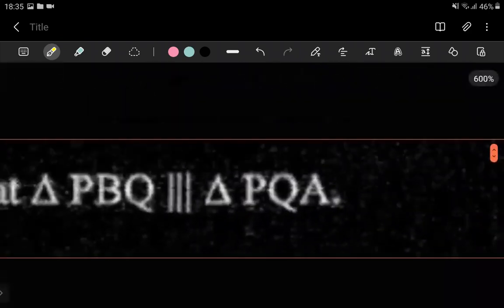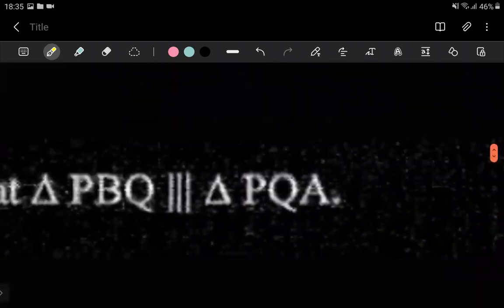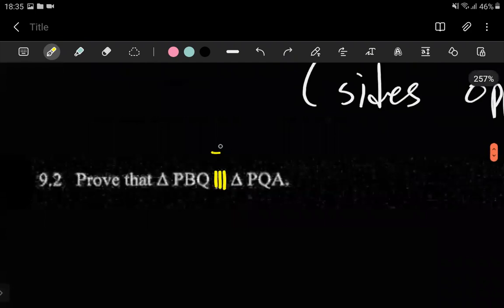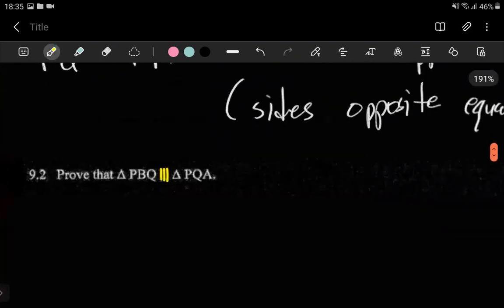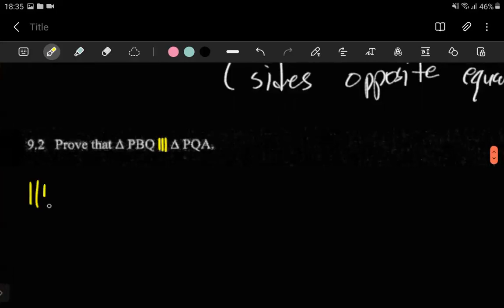Anytime you see 3 lines going down, that means similarity. And if it's equal to with a third one, then that means congruency. Congruency means everything is exactly the same. Let me write it down. So this symbol here means similarity.